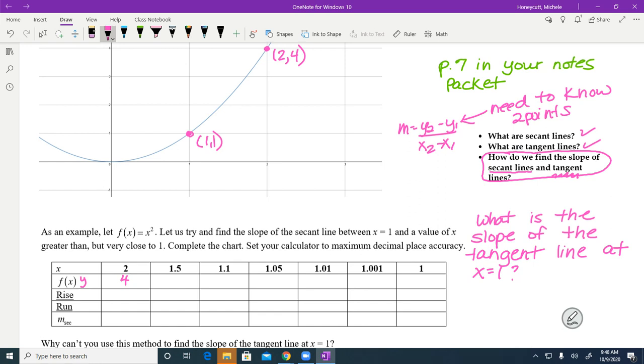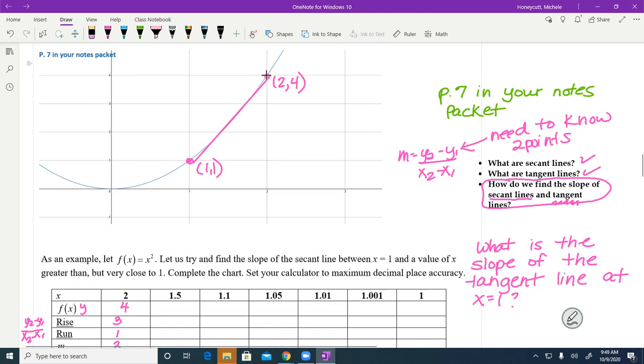So then my rise is the y2 minus y1 part. So y2 is 4, y1 is 1, so 4 minus 1 equals 3. The run is the x2 minus x1 part. So 2 minus 1 is 1. And the slope of my secant line is y2 minus y1 divided by x2 minus x1. So in other words, 3 divided by 1 equals 3. So the slope of the secant line that connects this point to this point, the slope of this line, is 3.